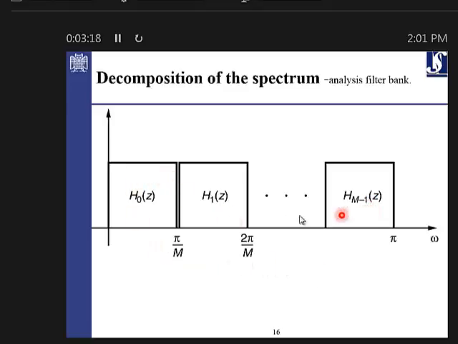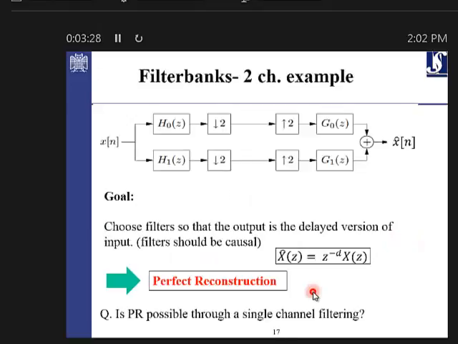As an example of these filters, H0, H1 onto HM minus 1, and these are actually the cutoff frequencies. Let's see a simple example, and then we can go through the more specific example so that you can understand exactly the divisions, decimations, and interpolation factors.